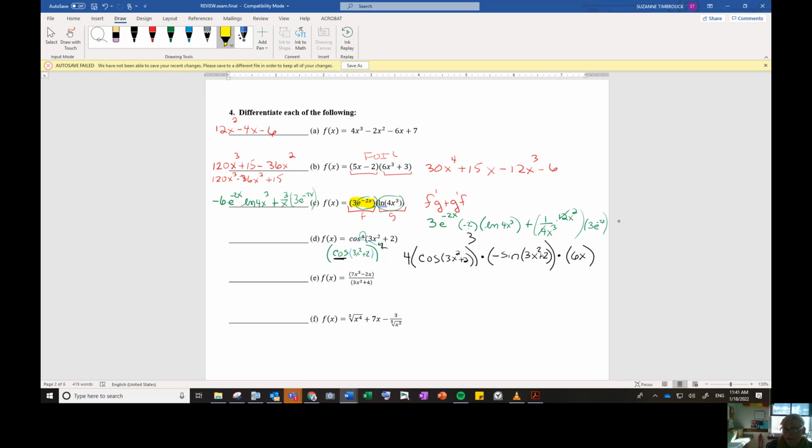But let's notice, since it's not the final, we're multiplying a 6 and a negative 1 and a 4 and that x. So I would pull that out in front as negative 24x. And then I have the cosine cubed of 3x squared plus 2. That's what this is, the cosine cubed. And then I pulled that negative out in front, so then I just have times the positive sine of 3x squared plus 2.